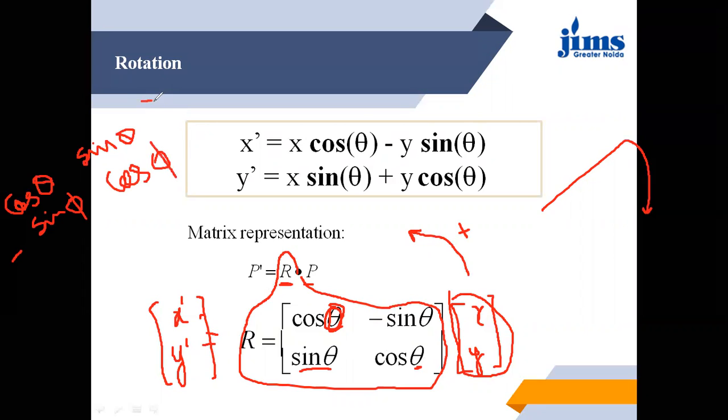So we have to multiply it by this matrix. Keep this in mind in the exam. Or we can do one more thing: keep only one formula, one matrix in mind, and put the value of minus theta instead of theta, as I have done.